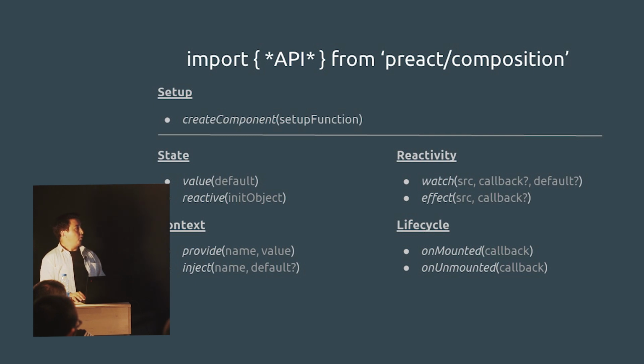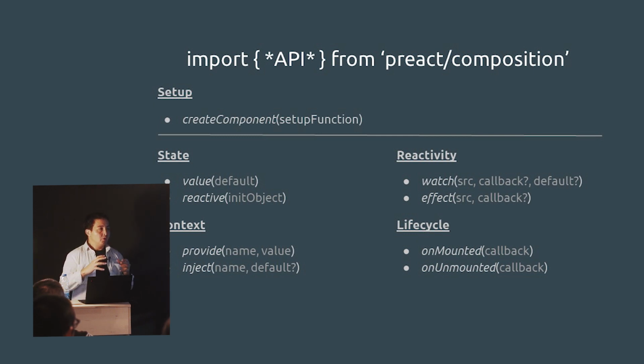So, what is this new API? What makes this new API? It's not much. It's 9 functions here. Mostly you have a higher order function, if you can call it that, createComponent, that will mark your functional component as being a composition component.